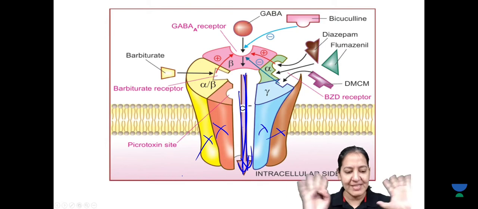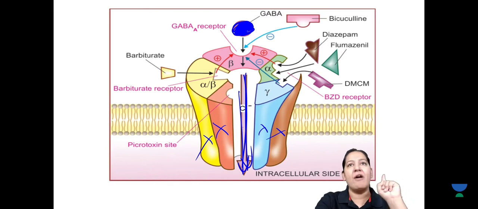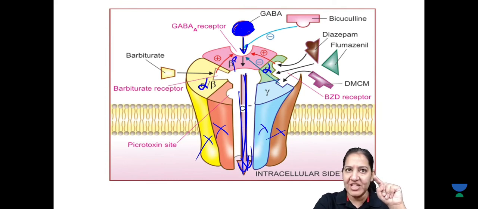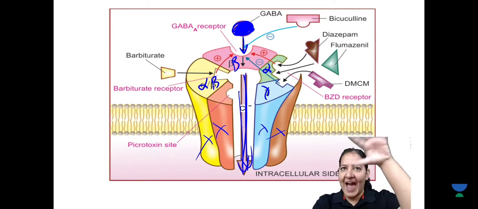So what is happening actually? See, the GABA is synthesized and comes out into the space. After coming out, it goes to the neuron. On the neuron, there are 5 receptors of GABA: 1 alpha, 2 alpha, 1 beta, 2 beta, and 1 gamma. Total 5 receptors. So the GABA will act on its receptor.